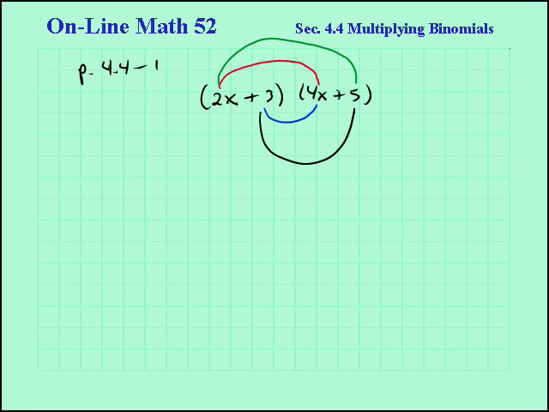The reason I made these different colors is I wanted to point out something to you about a binomial times a binomial. And this is true for binomial times binomial only. We get these 4 products. And we can think of 2x times 4x. We can think of 2x as the first term in here, and 4x as the first term in this one. And so, in a sense, this first product is a product of firsts.